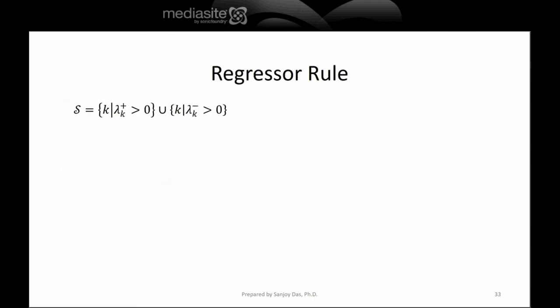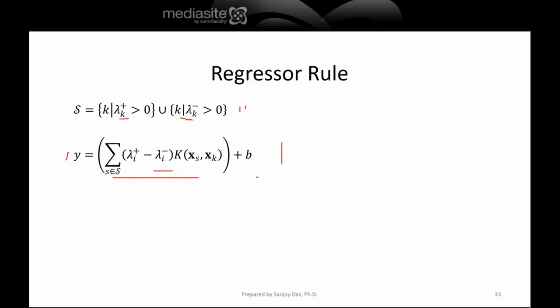And these are the set of support vectors for which lambda k plus is greater than 0, union k where lambda k minus is greater than 0. So either lambda plus or lambda minus being greater than 0 gives us the support vectors. And this is our classifier. It's not a classifier, excuse me, it's a regressor. So y, the estimated value of y, is equal to summation of lambda I minus minus lambda I plus times the kernel matrix plus B. The end.